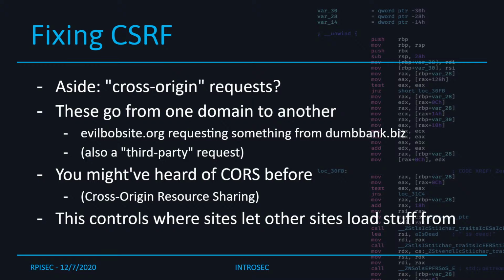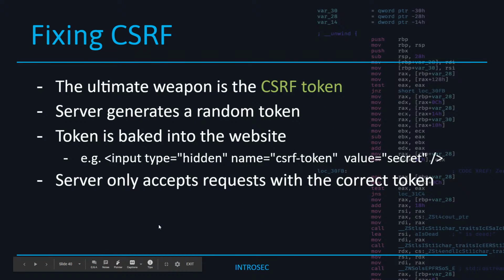It just says on the side here, a cross-origin request is when you go from one domain to the other. So if evilbobsite.org requests something from dumbbank.biz, that's third party. That's cross-origin. And this is governed by something called CORS, cross-origin resource sharing, which you've probably heard of as you were Googling "fix CORS error 2020." It mostly comes up as, this broke my website, how do I fix it? And this basically controls where you're actually allowed to load stuff from. So typically a website will not just give pages to anyone else.